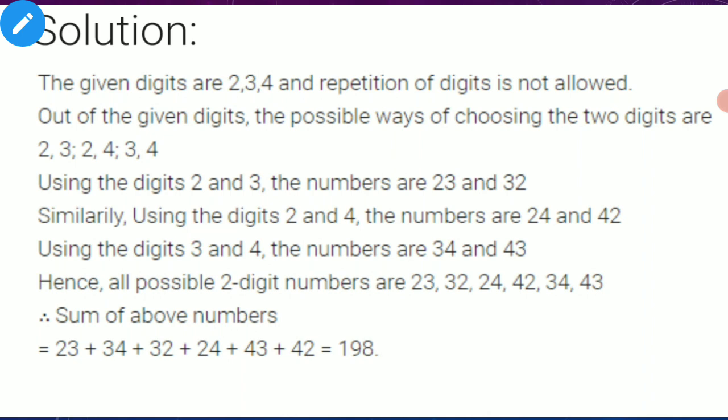Now we have to find the sum of the above numbers. So let's do the addition. When you add these, you will get 198.